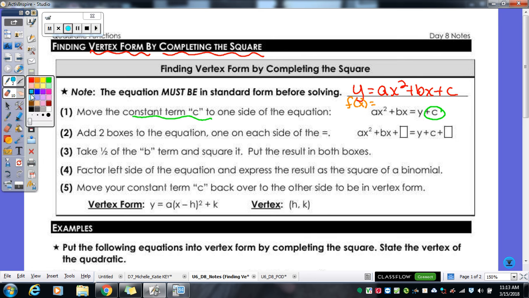Our next step, just like before, is to put our spaces in there so that we can do our completing the square. Your number that goes in the space, you figure out the same way that we did before. You take your number in the middle, your b term, divide it by 2, and then square it. So it's the same process to get that number. Once you have that filled in, you factor the left side of the equation, just like we did with our other completing the squares. And then you move your constant term back over so that it's, again, y equals, and everything else is on one side of the equation.